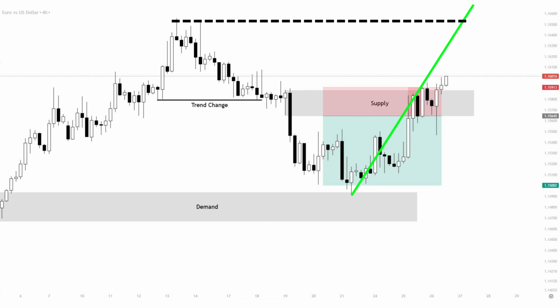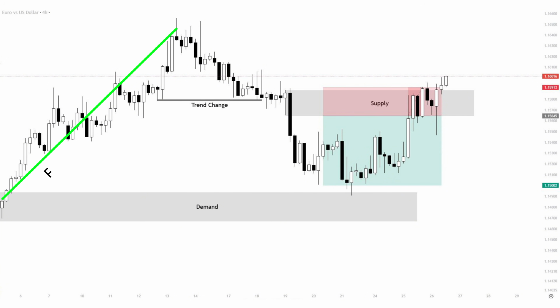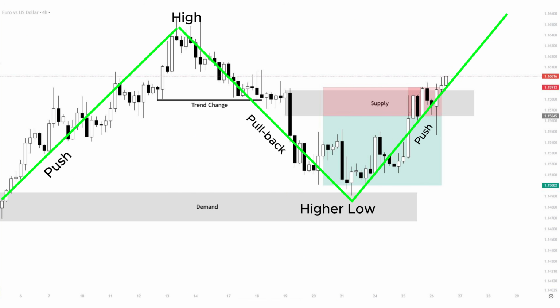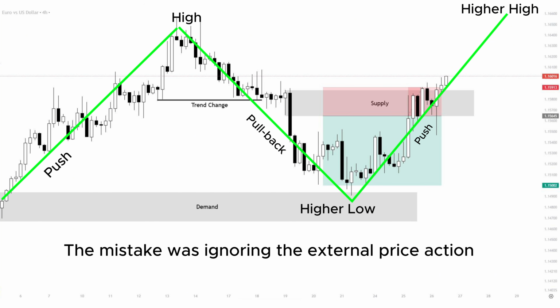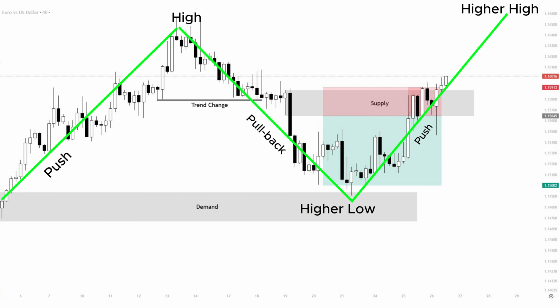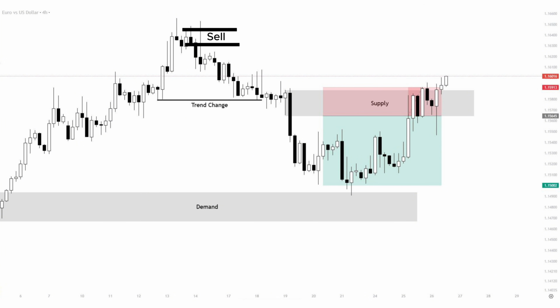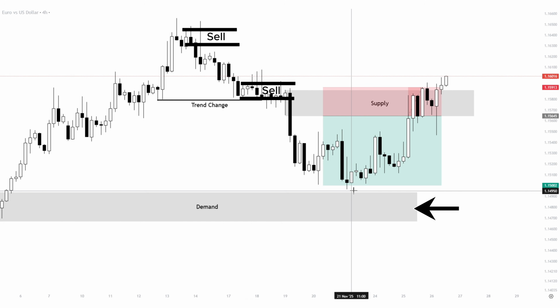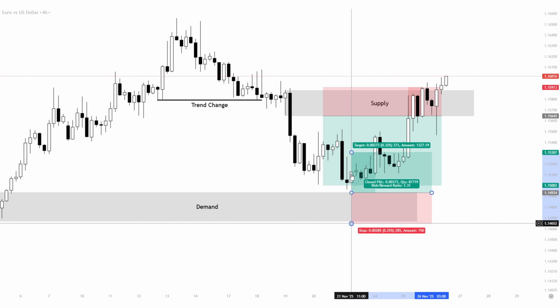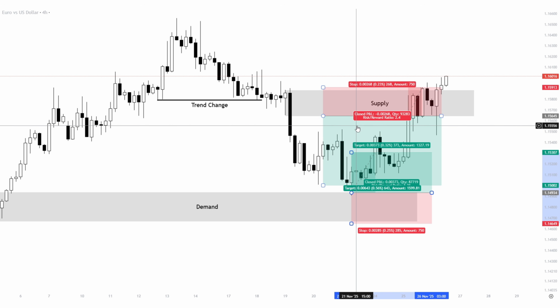Would be similar to this type of price action where we had a swing push to the upside to form the high, then a swing pull to the downside to form the swing higher low, then continuation from a demand zone to form the higher high. The mistake was ignoring the external price action, because it's true that during these levels we could have sold short with winning setups. But as we kept selling each supply, we ignored the fact that we were approaching an external demand.